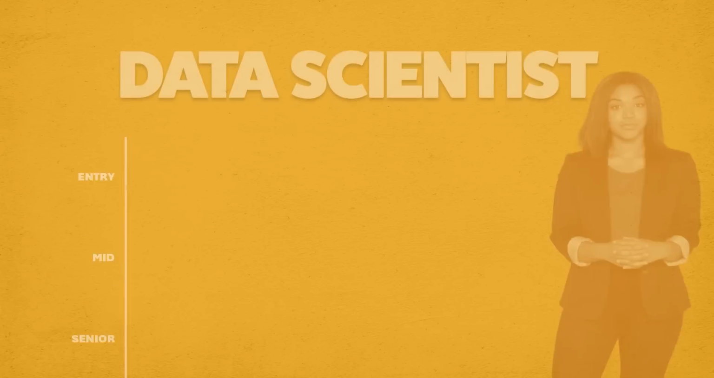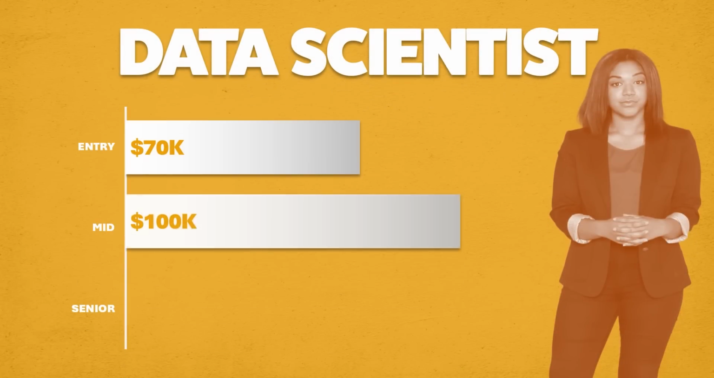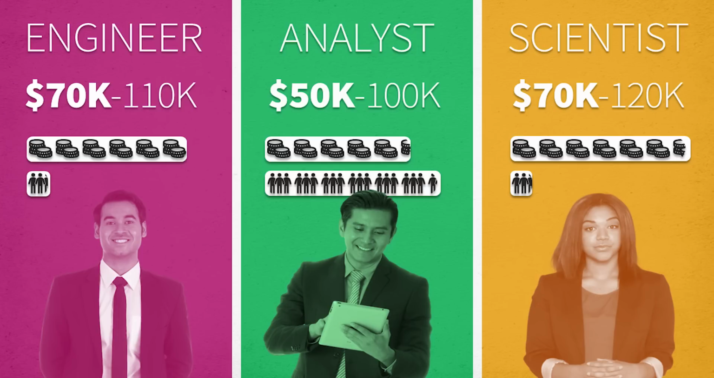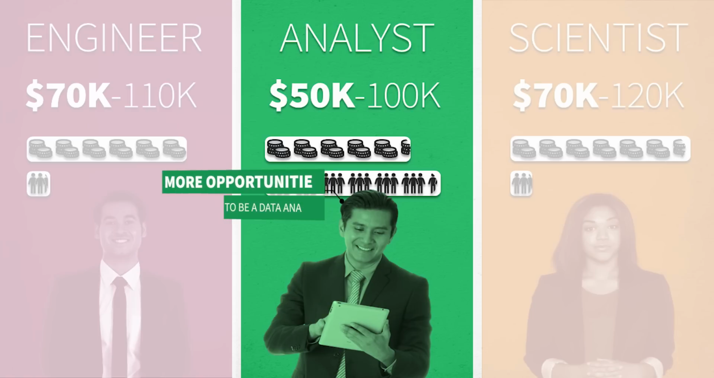And finally, for a data scientist, the average salary is between 100 to 120K US dollars. So you could see from this that the average is a bit higher for engineers and scientists, whereas analyst sits in the middle. But like I explained, there are more data analysts working compared to engineers or even data scientists.